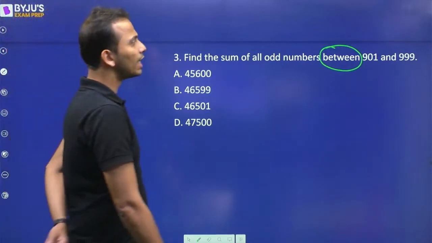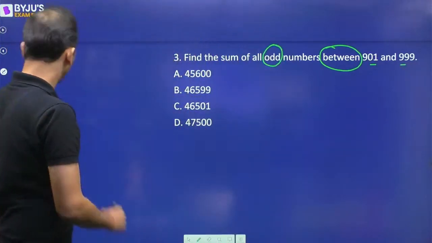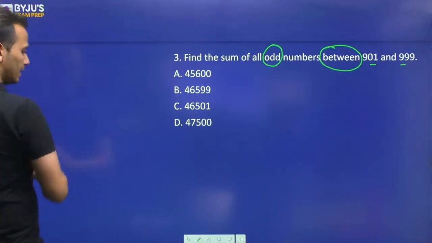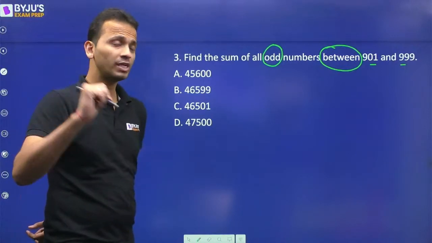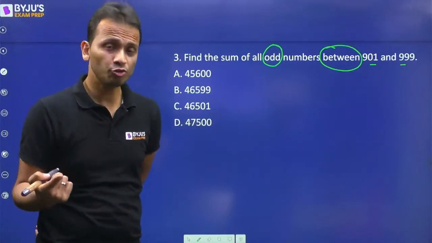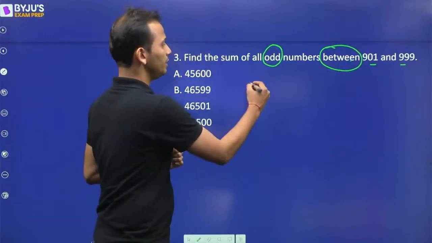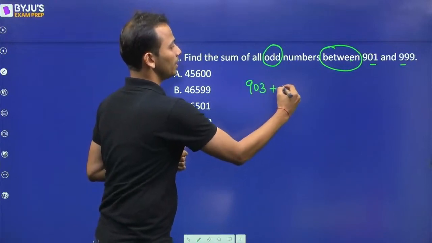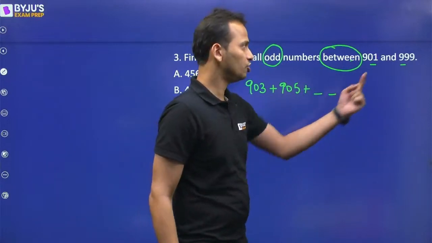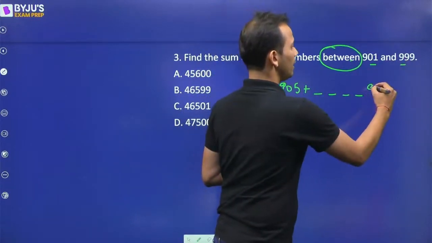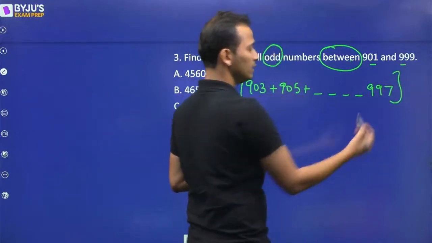Okay, now since I have to stay between these two numbers and I have to look at the odd numbers only, I should start from 901. The first number to be considered, I have to start from 903. So the first number considered will be more than 901. That will be 903 plus 905 and so on. The last odd number just before 999 will be 997. Okay, so I have to find out the sum of these numbers.